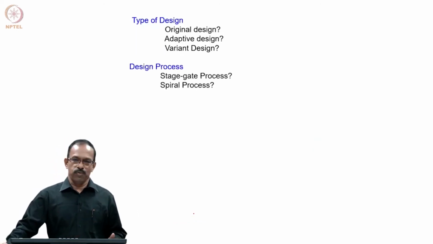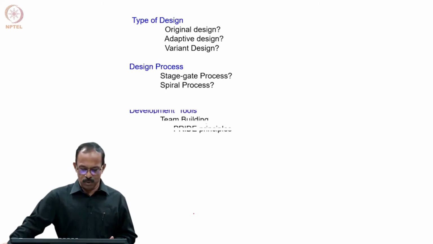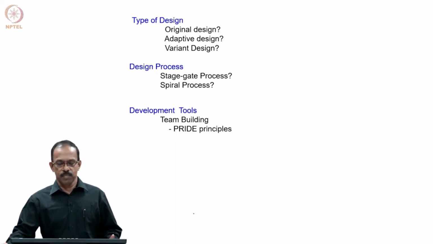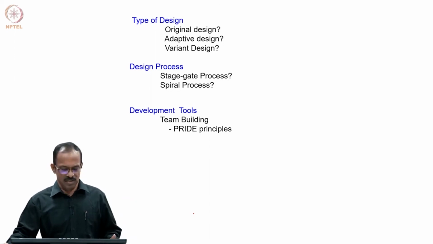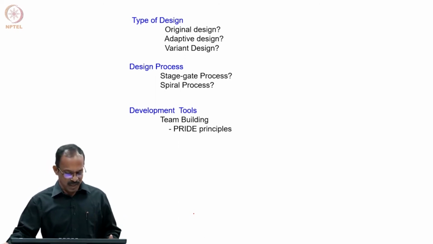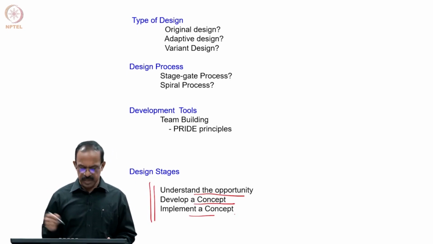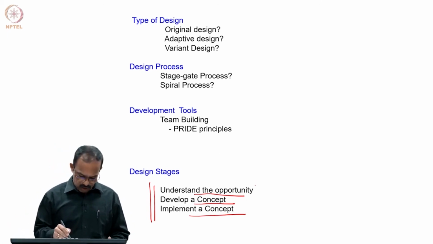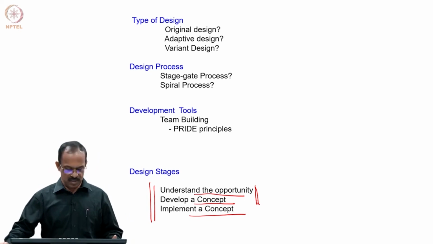And we talked about the types of designs: original, adaptive, and variant design. We talked about the design process, stage gate and spiral process, and development tools, basically the team building and pride principles we discussed during the laboratory sessions, and we had a few laboratory sessions covering almost all these topics. And the design stages, the three important stages we identified, are understand the opportunity, develop a concept, and implement a concept. So, we focused on the first two, where the functional and conceptual design was covered.